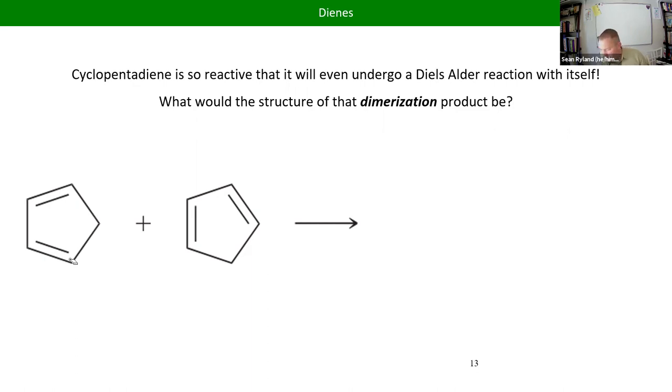A dimer is not a dime bag. A dimer is when you have two monomers that react together, that stick together. All right, so the dimerization is when we have these two molecules reacting with each other to make a larger molecule. And basically, you're going to have one of these molecules act as the diene and the other molecule acts as a dienophile.